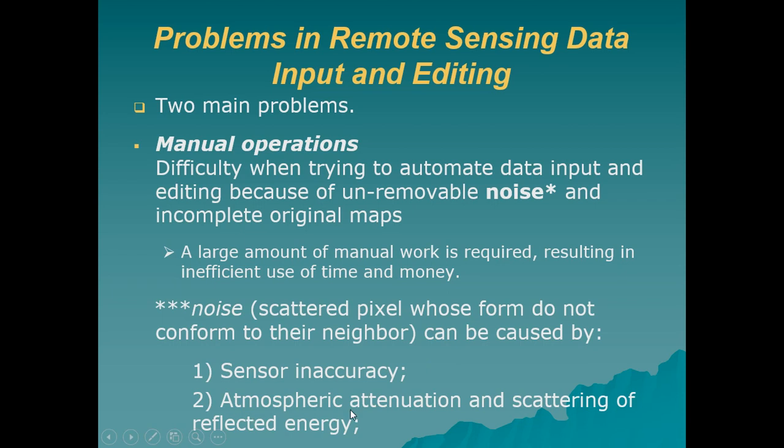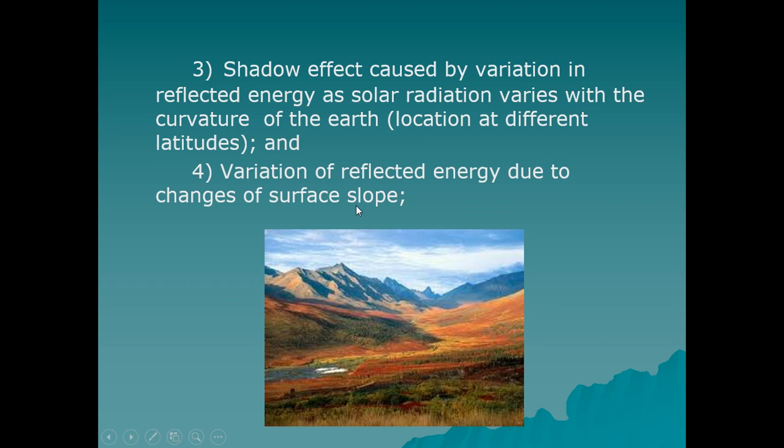Another very common one would be atmospheric attenuation and scattering of energy. What does that mean? It means that there is something in the atmosphere that prevented the image from being clearly captured. Sometimes it could be something as simple as cloud cover in the atmosphere. Sometimes it can be dust. It can be moisture in the clouds. So any of these things can actually prevent the clear capture of images. So this would be considered noise.